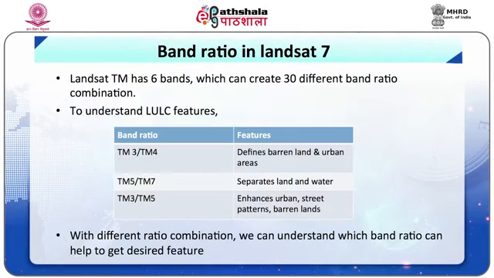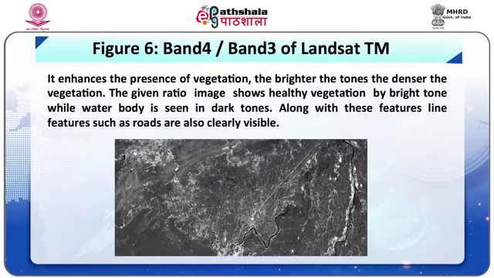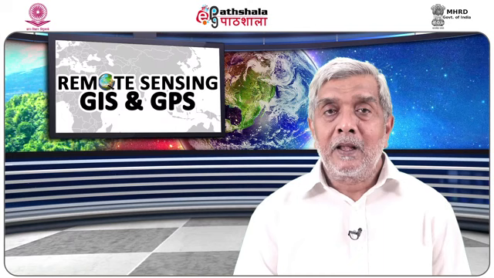It is calculated as band 4 divided by band 3, the near infrared over red. It enhances the presence of vegetation. The brighter the tones, the denser the vegetation. The ratio image shows healthy vegetation in bright tone while water bodies are seen in dark tones. Along with these features, line features such as roads are also clearly visible, which is shown in figure 7.